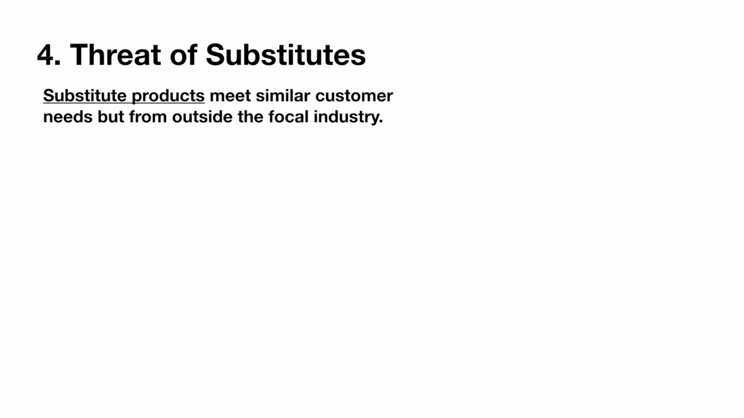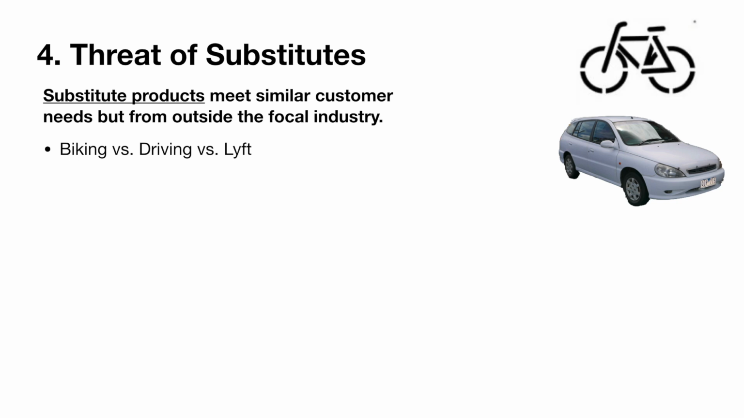The fourth force is the threat of substitutes. Students often have trouble with this one because Michael Porter defines substitutes in a slightly different manner than some other business strategists. He defines a substitute product as a product from outside of the focal industry that fulfills customer needs in a different way. For example, driving to work, bicycling to work, and ride-sharing to work are all substitute products because they meet a user's transportation needs. But the car industry, the bicycle industry, and the ride-sharing industry are each quite distinct.